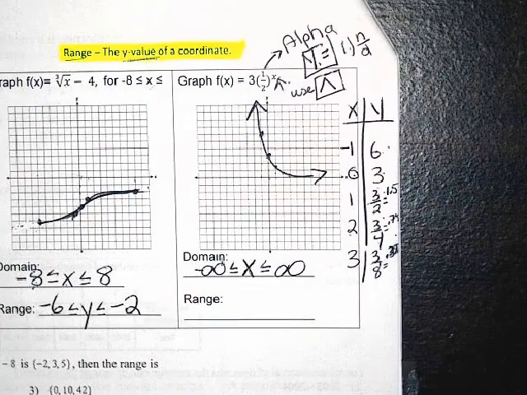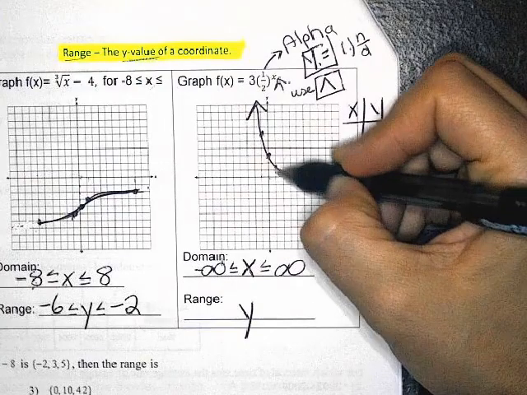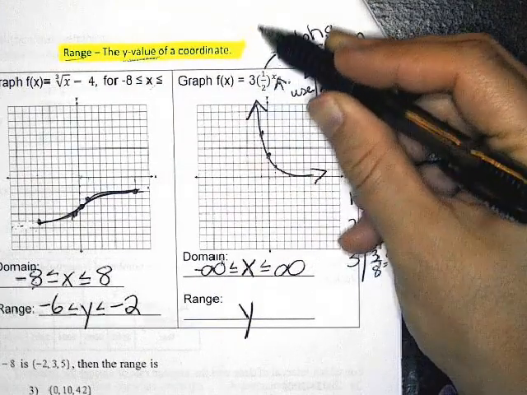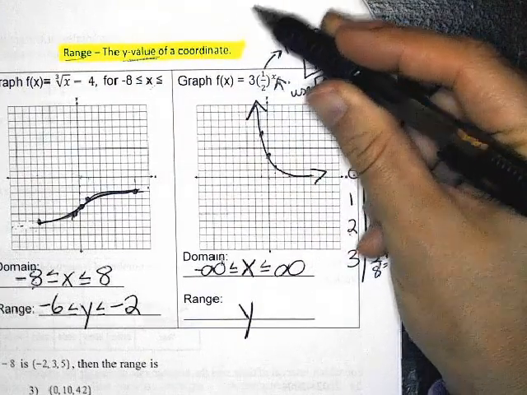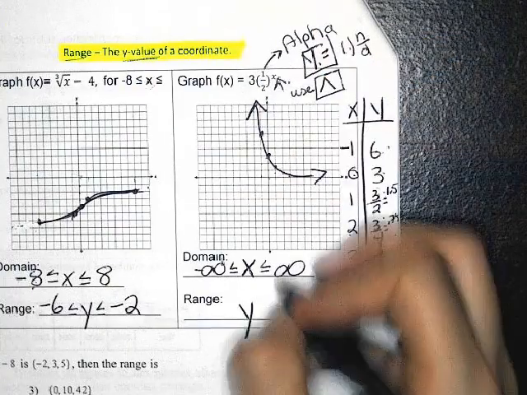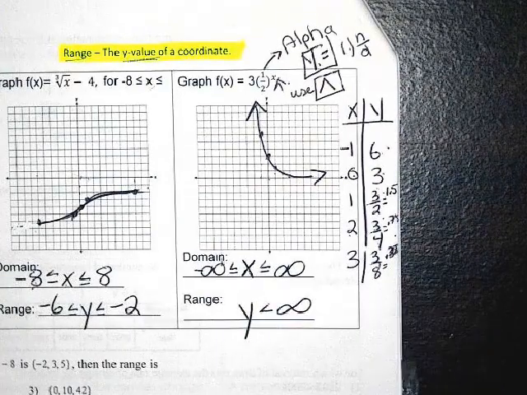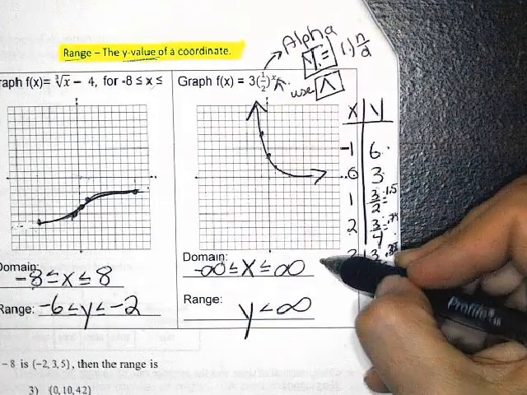Remember, range are y values, and we talk about range as up and down. Will this thing keep going up and up and up? Yes. So my high is never going to stop. So I put infinity, and if anybody picks up on my mistake in the first one, I made a mistake here.